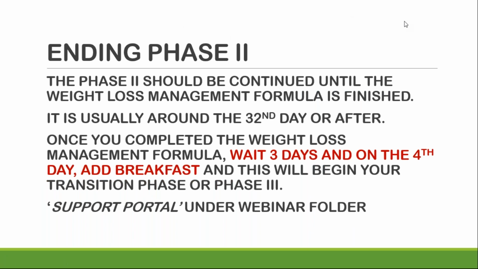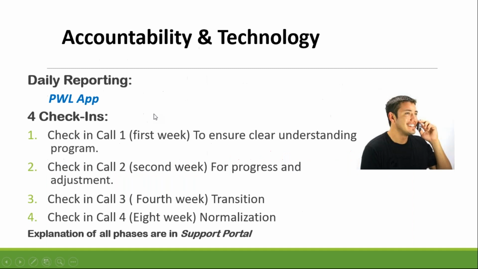When you're ending phase 2, you're going to be continuing until the weight management formula runs out. This is going to be around the 32-day mark. Could be a little less, could be a little more, depending on the size of your drops. Once you finish that, you want to wait 3 days, and then on the 4th day, you're going to be adding in the breakfast. That breakfast is what starts what we call the transition phase, or phase 3. You can read some more about that online, and we will also discuss that on our phone calls with your coach.